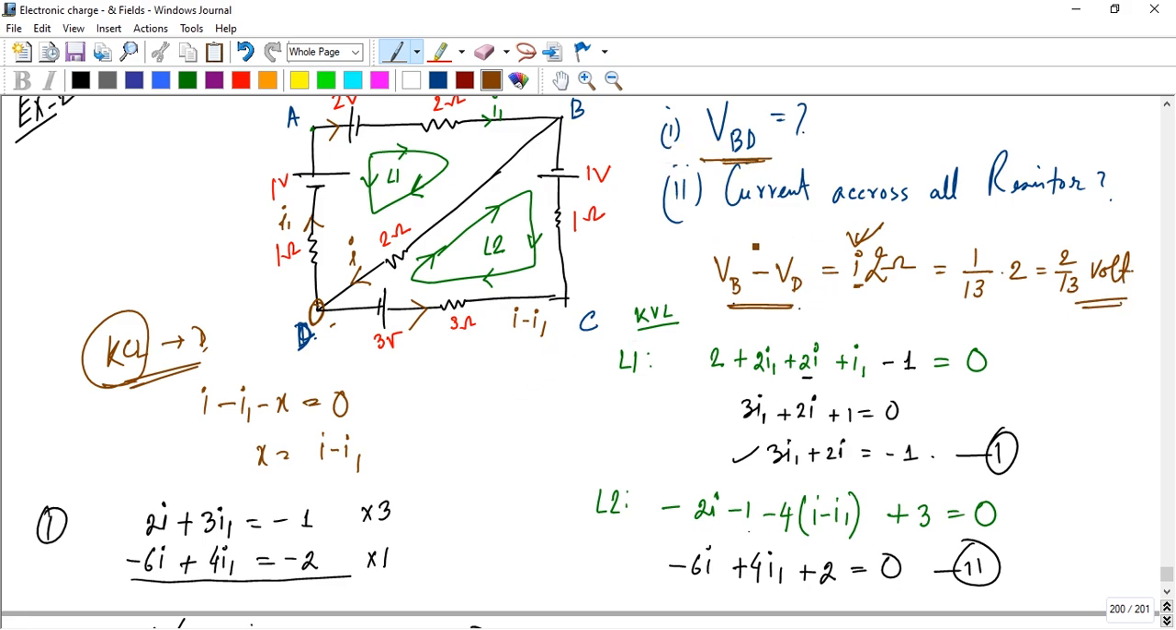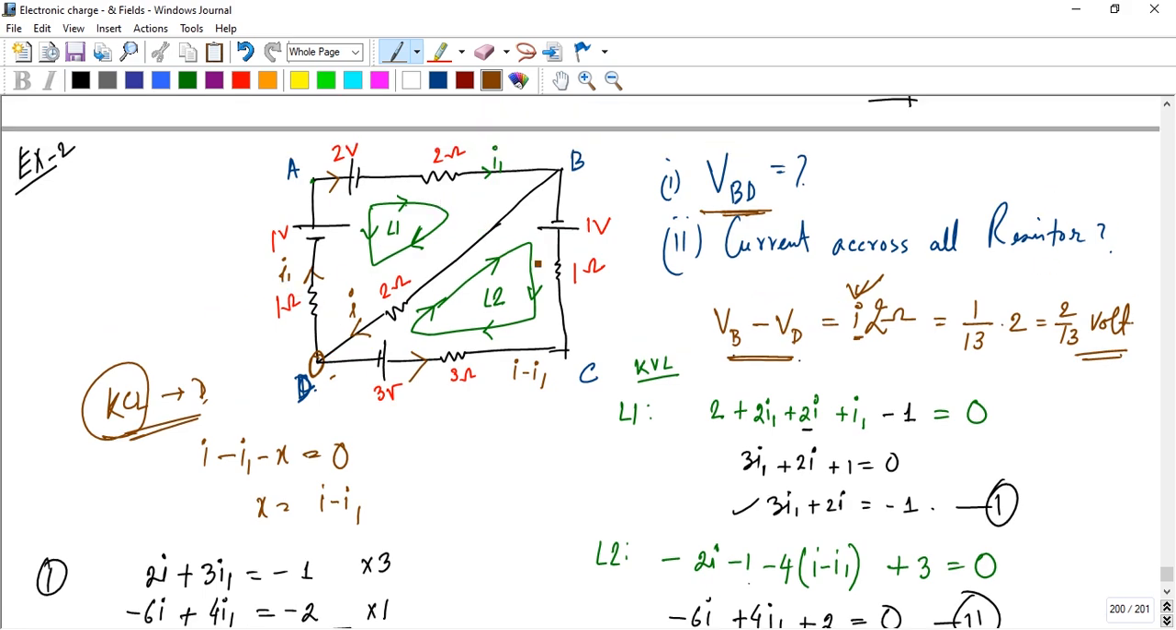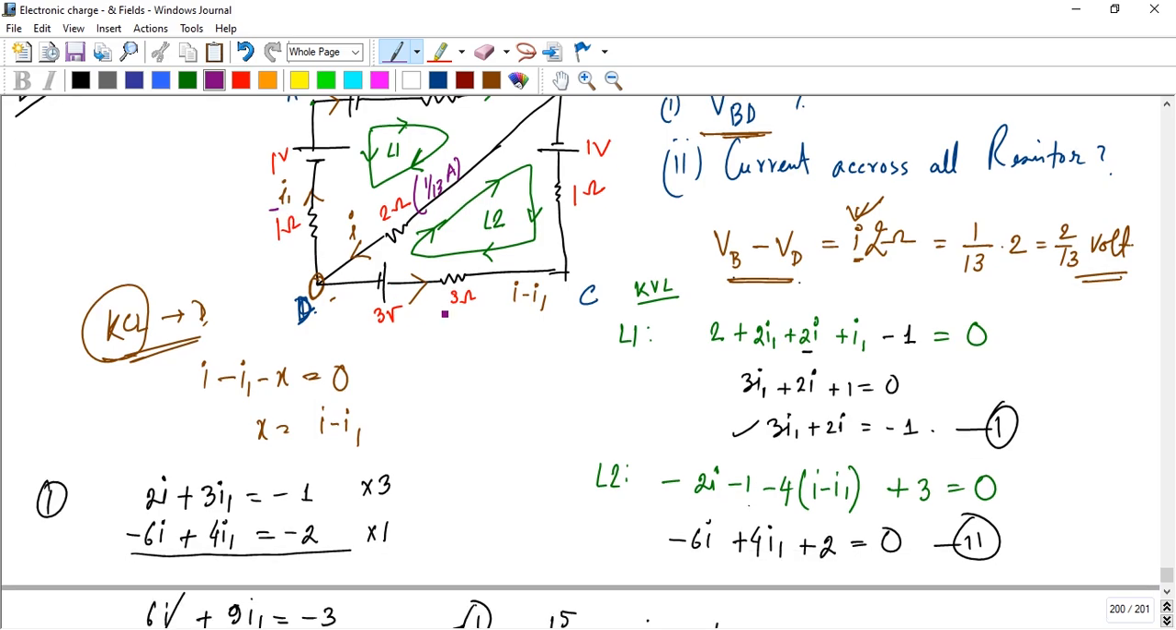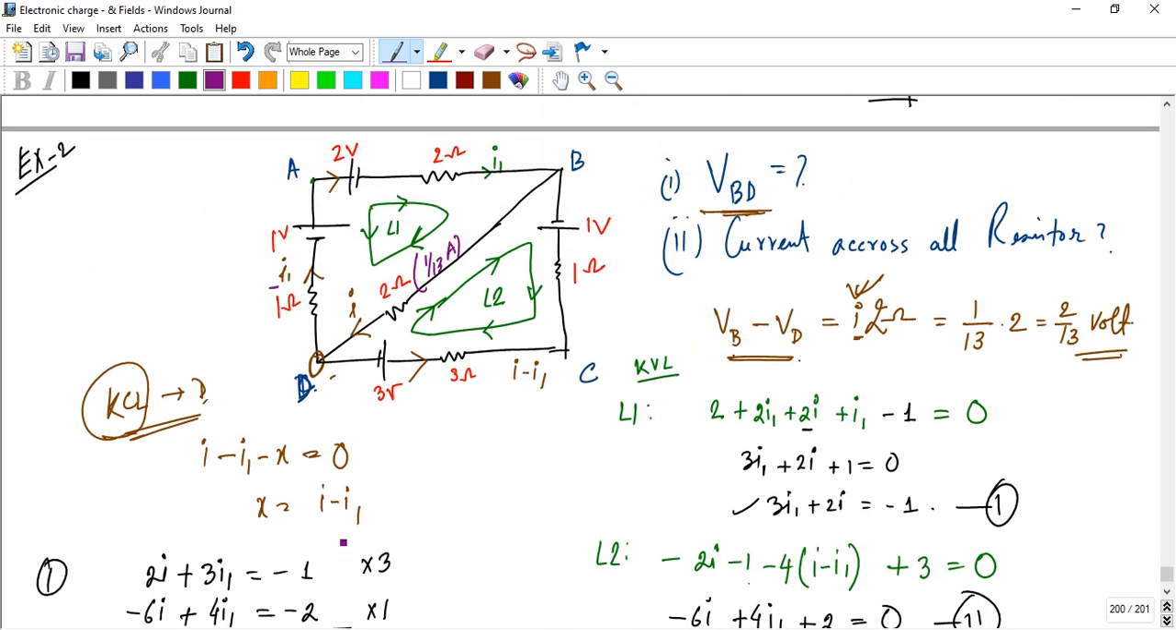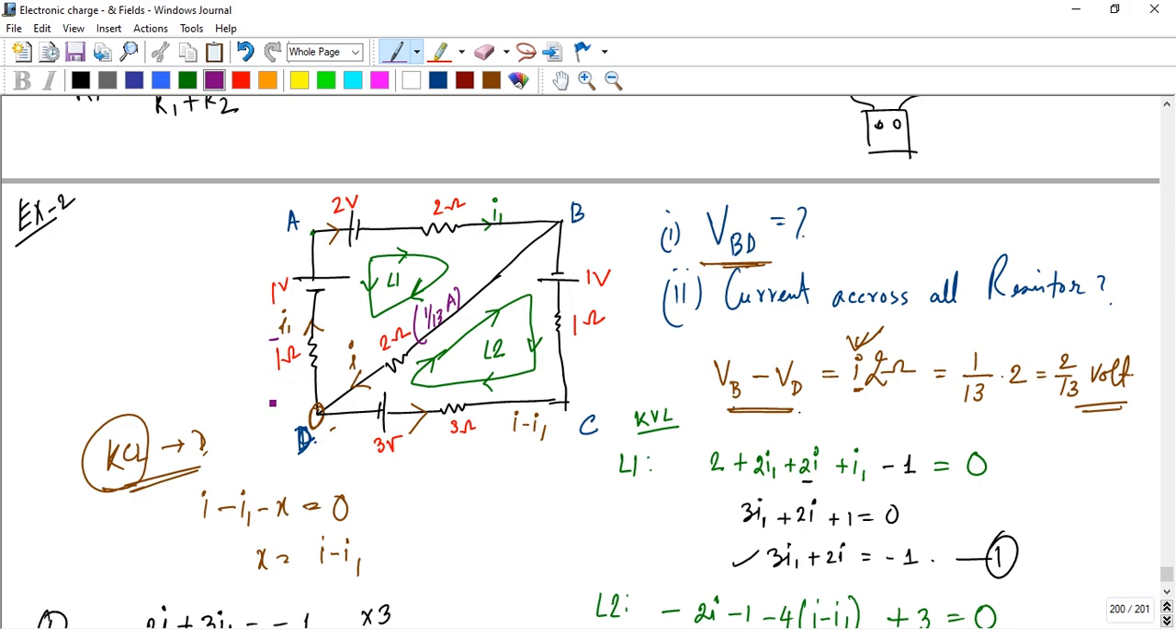Second answer, current across all resistors. Here are the resistors, suppose 1, 2, 3, 4, 5. The current across the 2 ohm resistor we know: that is 1 upon 13 ampere, which is I. Now we know I1, that is minus 5 by 13. So the current across this 1 ohm resistor is minus 5 by 13 ampere, and here the 2 ohm is the same, minus 5 by 13 ampere.